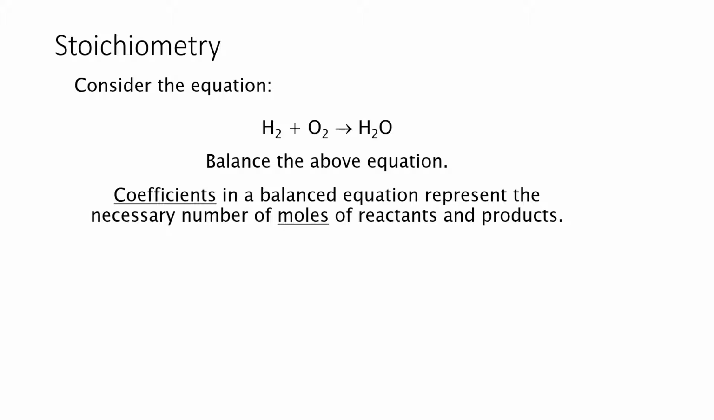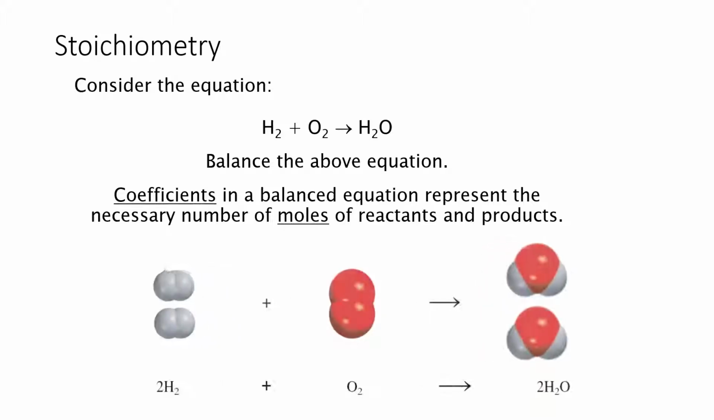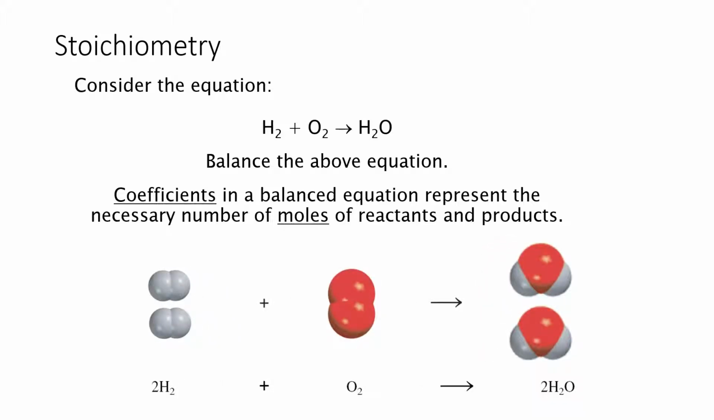Now we can actually tackle this stoichiometry idea by considering the equation again of the formation of water. This time it's not balanced, so its stoichiometry would be out of whack. We need to balance it, and then we can understand how our stoichiometric coefficients in a balanced equation represent the correct or necessary number of moles of reactants and products. So here we have it back in its balanced form, and we see that 2H2 plus O2 yields 2H2O.